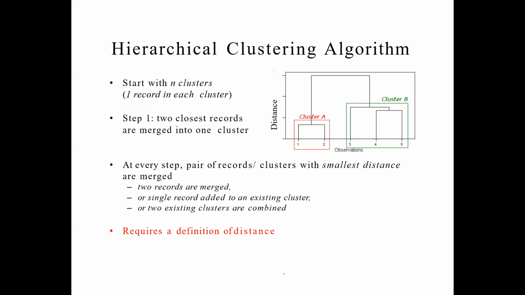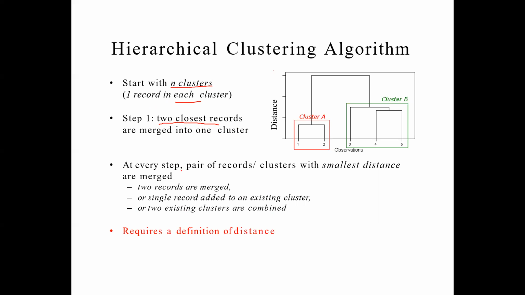In the hierarchical clustering algorithm, we start with n clusters, as we discussed in the first slide. Here n represents the number of data points in the data set, with one record in each cluster. Then step one: the two closest records are merged into one cluster. Now, how will you find the two closest records? You will apply some merging criteria here, which we will discuss in the next slide.